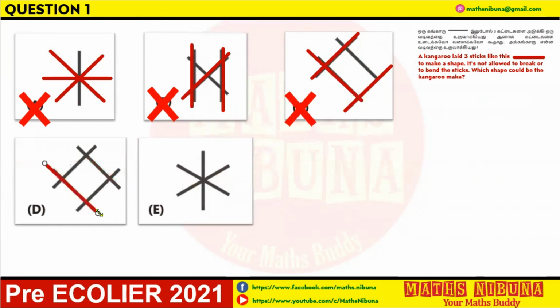Let's say I put one stick over here, and then another stick here, and then the third stick I arrange here. Now I have one more stick left. So that means D also cannot be. That means for A, B, C, and D, we need at least 4 sticks.